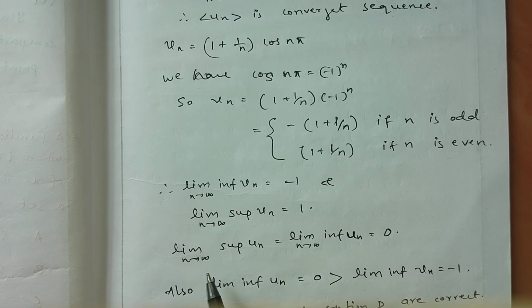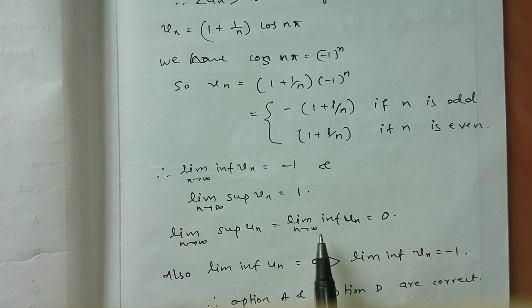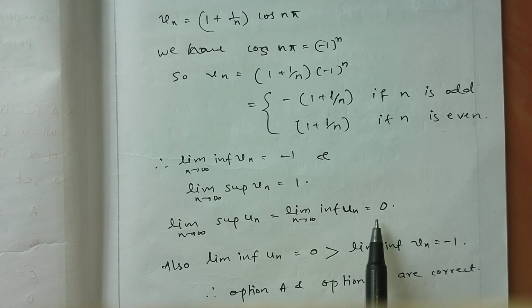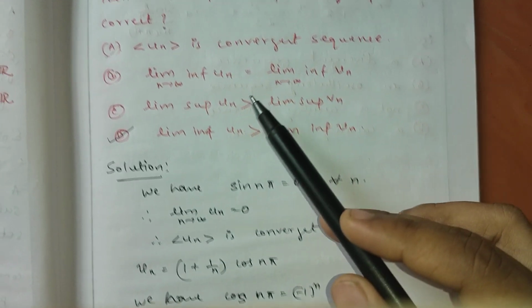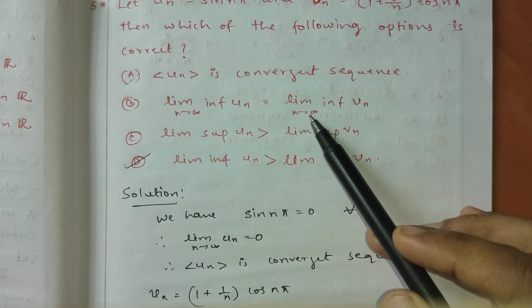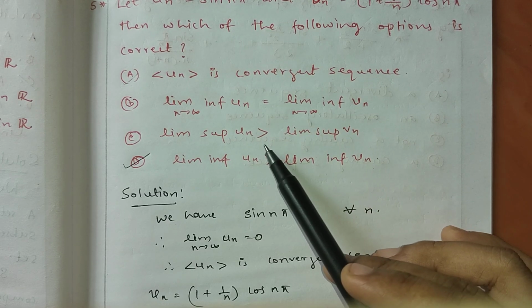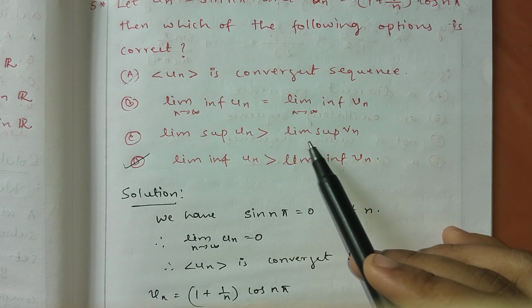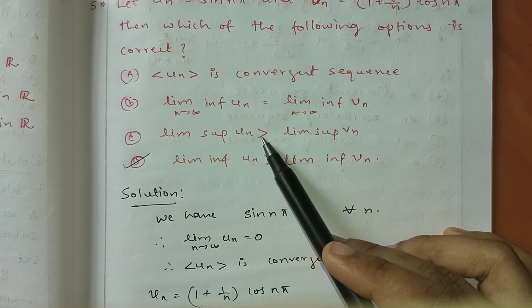So, the limit of the supremum of u_n is equal to the limit of the infimum of u_n, which is equal to 0. So, here the limit of u_n is equal to 0, but the limit of v_n does not exist, as the limit infimum of v_n is equal to −1. They are not equal. The limit supremum of u_n is equal to 0, but the limit supremum of v_n is equal to 1. So, this inequality also does not hold.